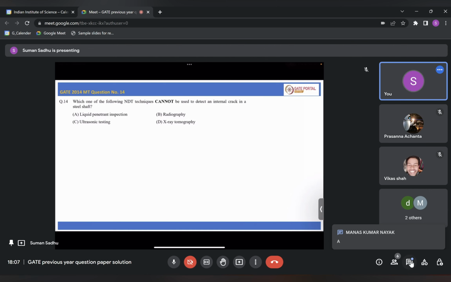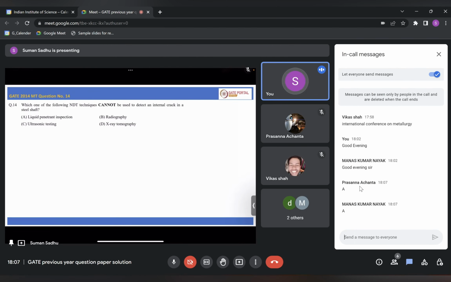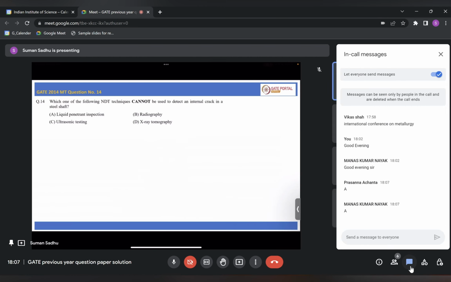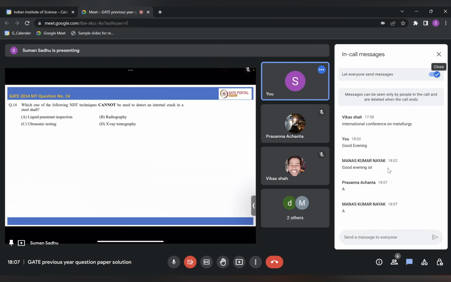Okay, a few of you have answered it. Yes, option A, liquid penetration. Yes, this is the correct answer. Do you know how the liquid penetration technique works? Can you explain the steps? What are the different steps for the liquid penetration inspection?